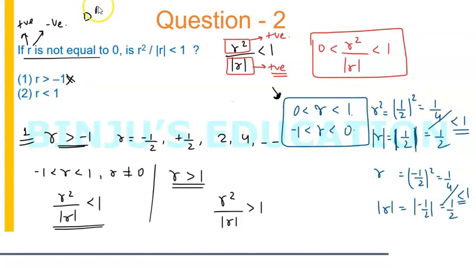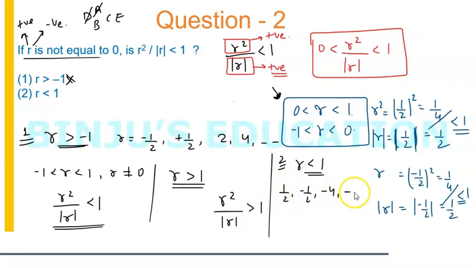If we write D, A, B, C, E, A goes out, D goes out. Second statement is r is less than 1. Now, less than 1, it can be anything. For example, it can be half, it can be minus half, it can be minus 4, it can be minus 8, it can be minus 12. So till the time the value of r is between minus 1 and 1, we will get the required condition.